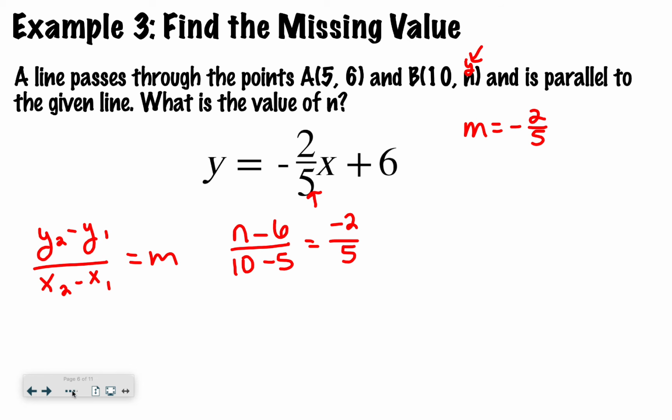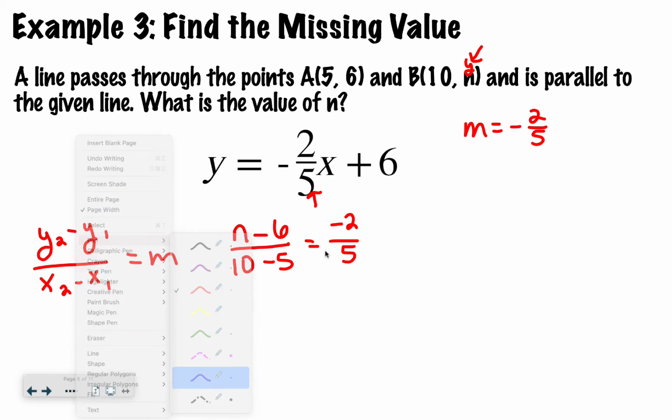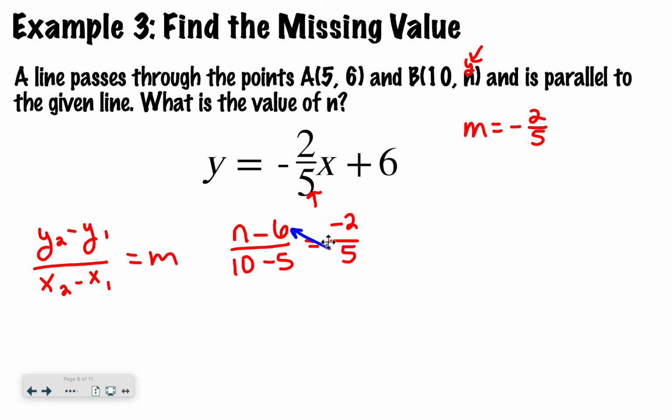Okay, so now I'm going to cross multiply to get rid of the fractions. So I now have 5 times n minus 6 equals, and then I'm going to multiply these two things. But before I multiply these two things, I'm going to simplify this. What's 10 minus 5? That's just 5. So I have 5 times the -2 on this diagonal. So 5 times -2 is just -10. Then from there, I can distribute if I would like, and I can say 5n minus 30 equals -10.